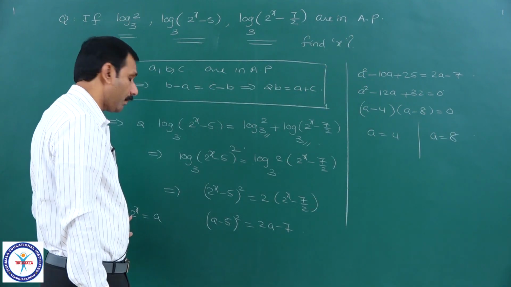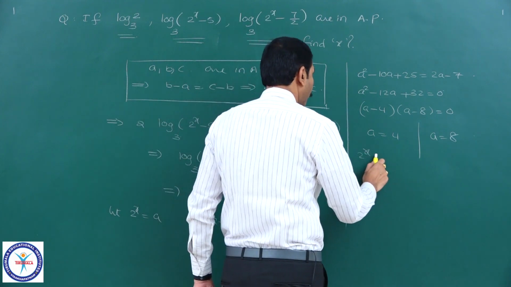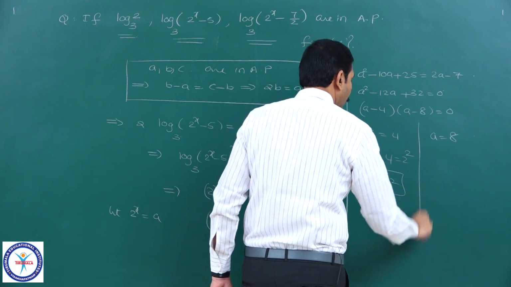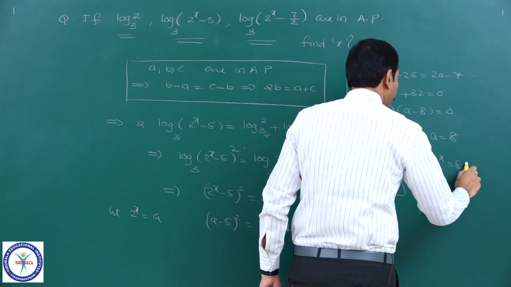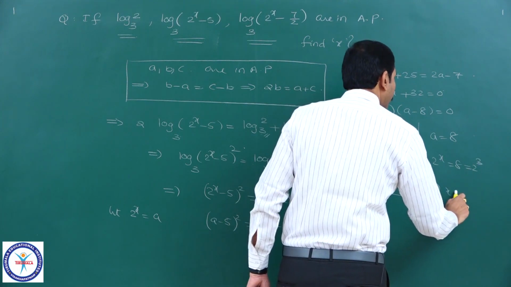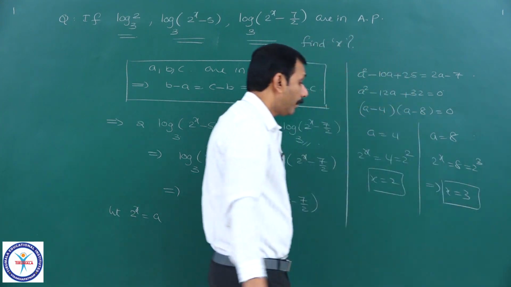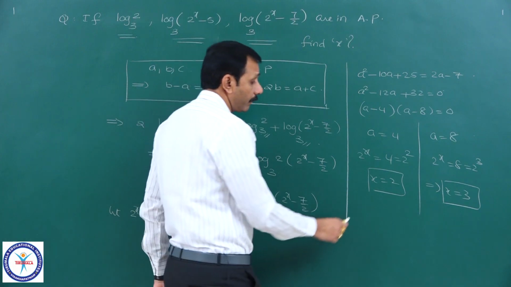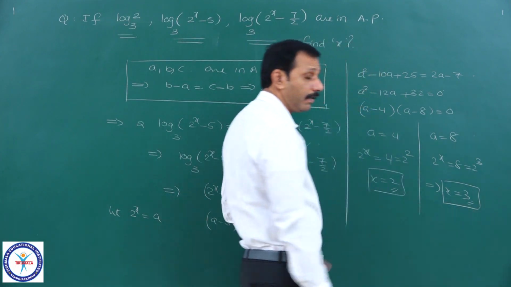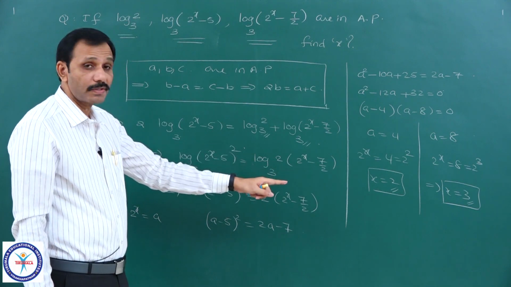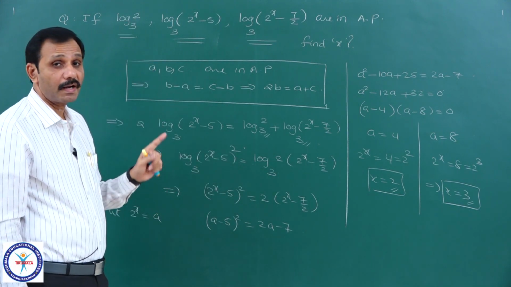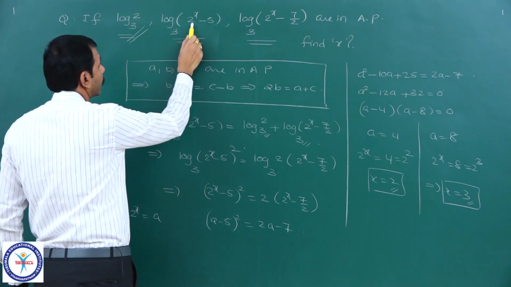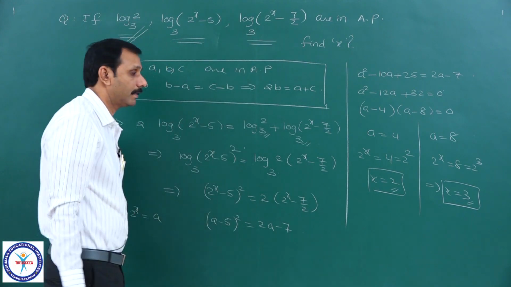But what is a we have taken? 2^x. Therefore, 2^x equal to 4 implies 2 square, therefore x equal to 2, or 2^x equal to 8 means it is 2 cube, that implies x is equal to 3. But because these are logarithm functions, we need to check whether these two values of x are defined, whether these logarithms are defined or not. Here there is no problem with this, here only 2^x is there, here also 2^x is there.